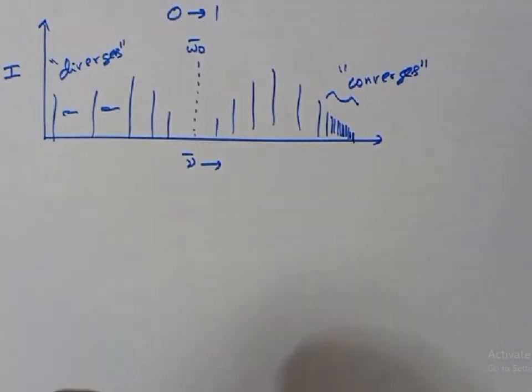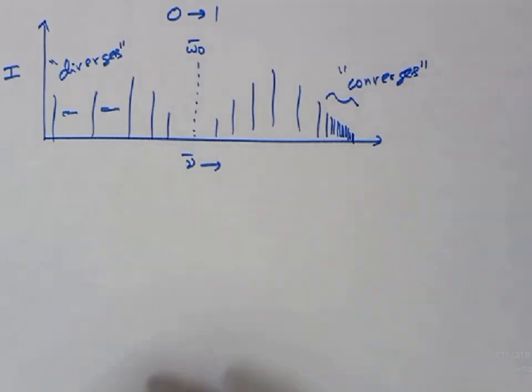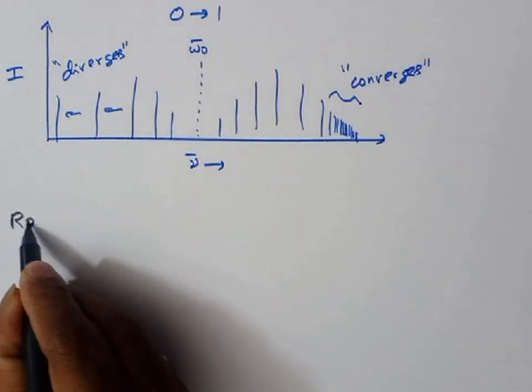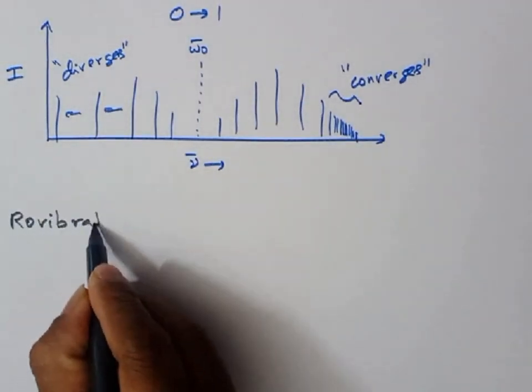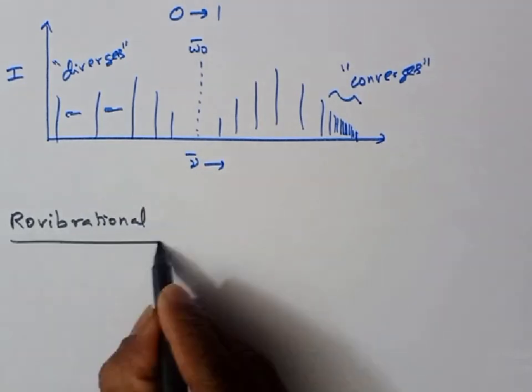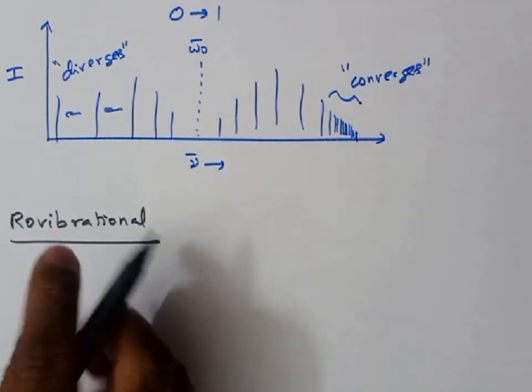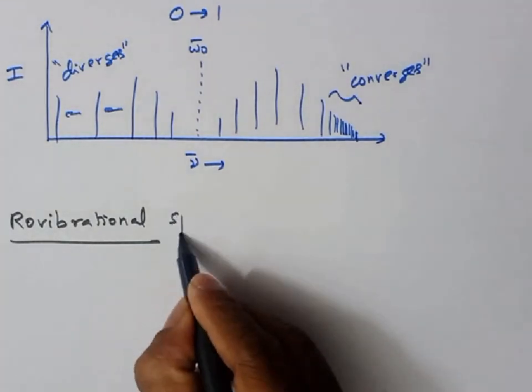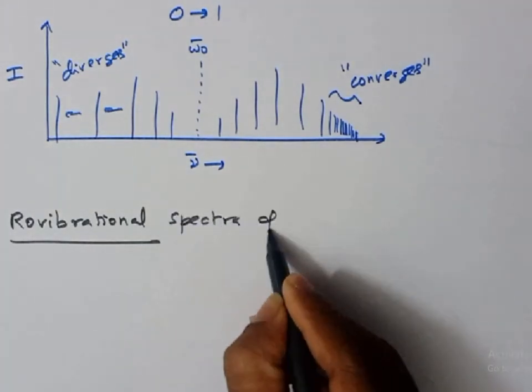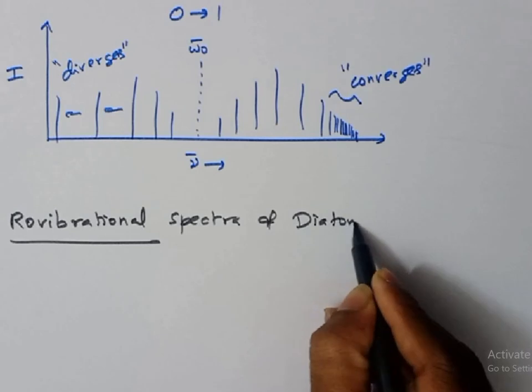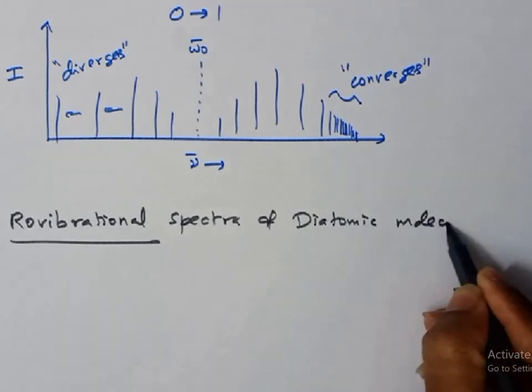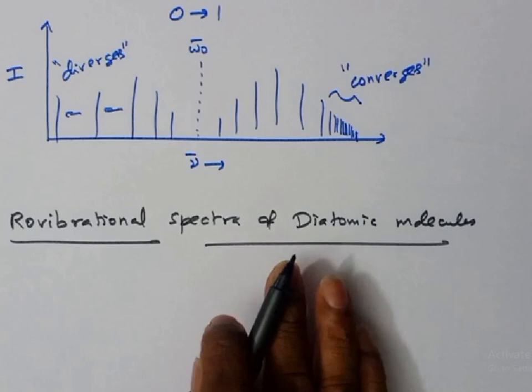What is meant by breakdown of the Born-Oppenheimer approximation? You can also call it the rovibrational spectra of diatomic molecules. So in the next class, we are going to discuss rovibrational spectra. If I use the term rovibrational, that means rotation and vibration are interacting. This is what we are going to discuss in the next class.